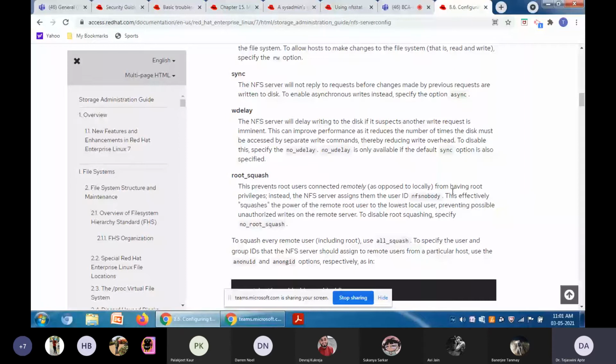Now you can see how exactly the vulnerability is introduced by misconfiguration. Why? Because you are saying do not squash the root. No root squash means the root user is able to access. Now try to see what I am saying. No root squash means a root user is able to access all the root directories from one particular system to another system. Are you getting what I am trying to tell you?